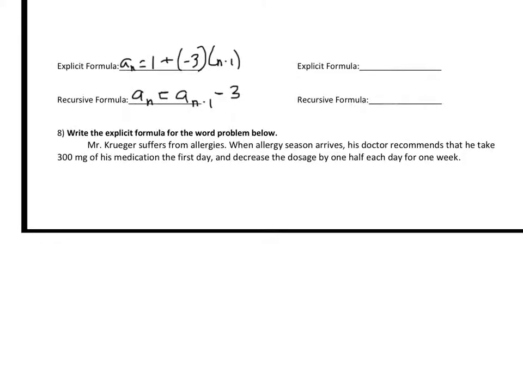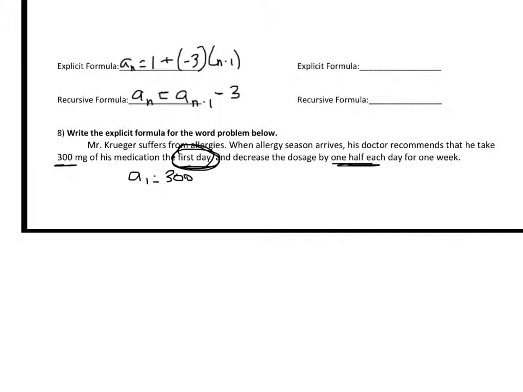Last question. Mr. Kruger suffers from allergies. When allergy season arrives, his doctor recommends that he take 300 milligrams of his medication on the first day. So when I see first, I'm thinking a sub 1, that first term. Okay, first day. And decreases the dosage by 1/2 each day for 1 week. So I need to write an explicit formula.